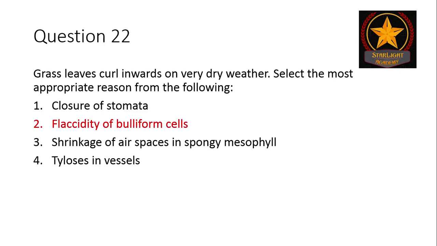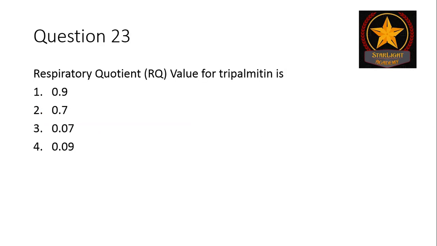cells. These bulliform cells are motor cells. These are large bubble-shaped epidermal cells present in monocots. Example, grasses. So, in order to minimize water loss on a very dry weather, bulliform cells become flaccid. Moving to the next question.